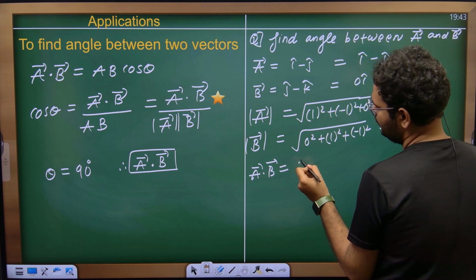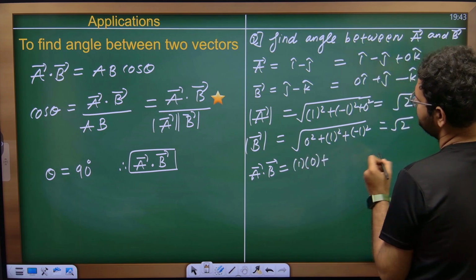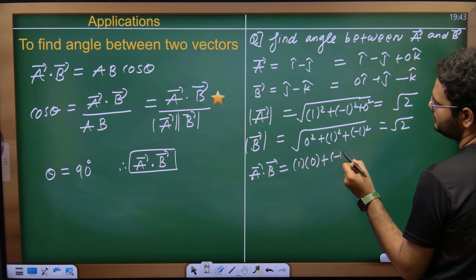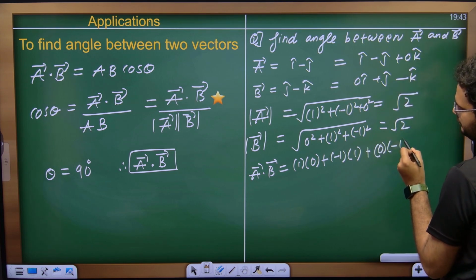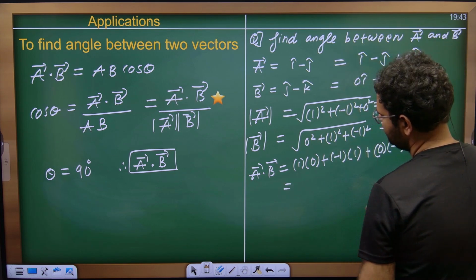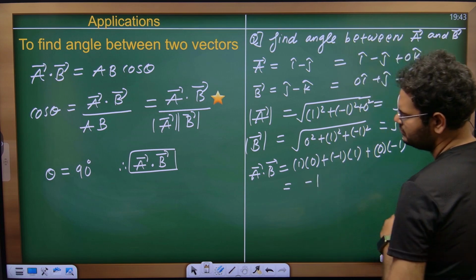Okay, very good. So i dot 0 is what? This is 1 into 0. Very good. Plus, this is how much? Minus 1 into 1, and plus 0 into minus 1. How much is this? Sir, this is minus 1. Yes, very good. Minus 1.